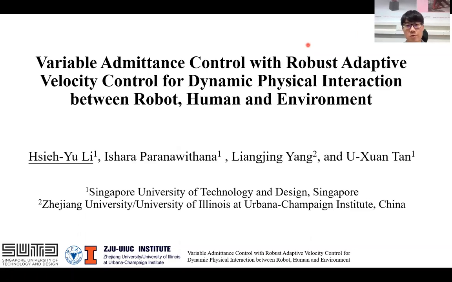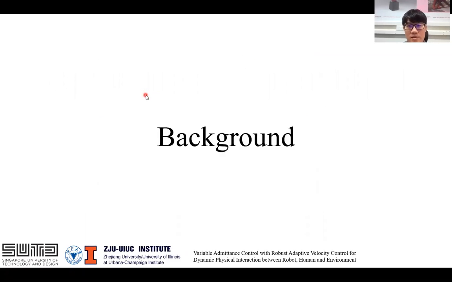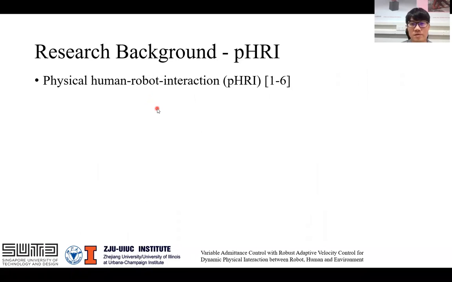Today I would like to share with you our work, a control design for dynamic interactions between human, robot, and environment. For this control scheme, we use variable admittance control with robust adaptive velocity control. So let's get started. Firstly is our background.